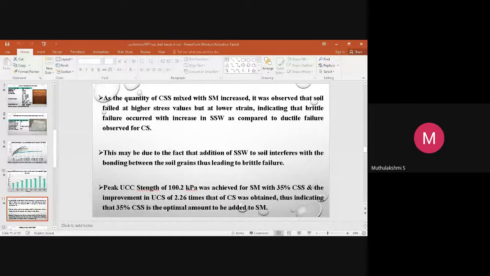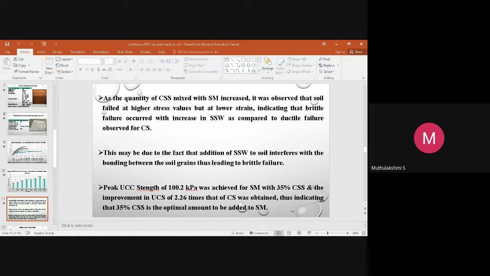The inference from this test was that as the quantity of crushed seashell waste was increased in the soil, the soil failed at higher stress values but at lower strain, which indicated a brittle failure as compared to the ductile failure observed in virgin soil or in soil having lesser quantities of crushed seashell waste. This may be due to the seashell waste interfering with the bonding between the soil grains, thus resulting in a brittle failure.